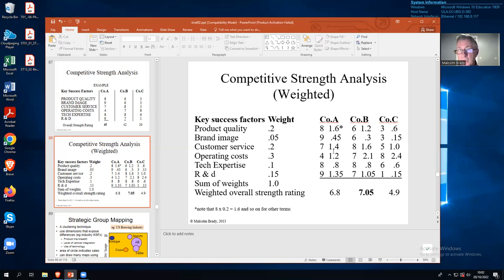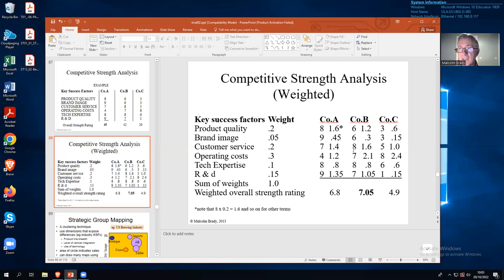So we compute these weighted scores for each dimension for each firm, and we get these columns here, this column here for company B, and this column here for company C. And we now have a new weighted score: 6.8 for company A, 7.05 for company B, 4.9 for company C. So the difference between them doesn't look as bad here as it did in the original analysis, the raw score analysis.